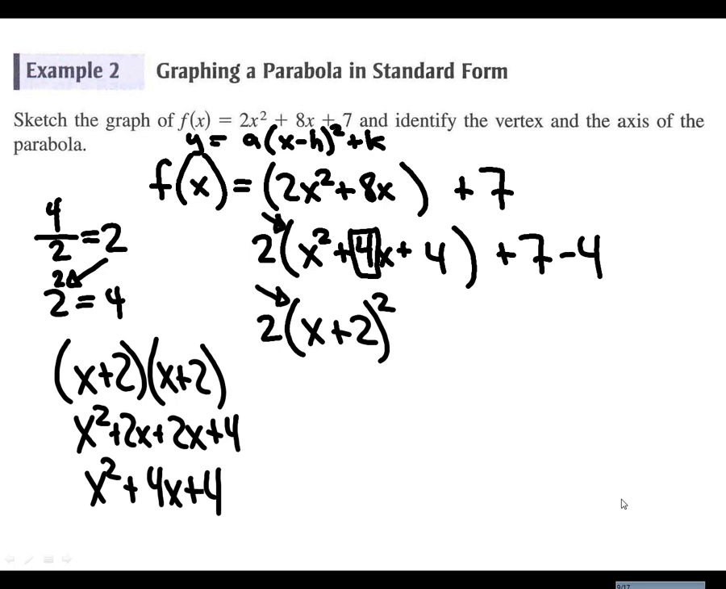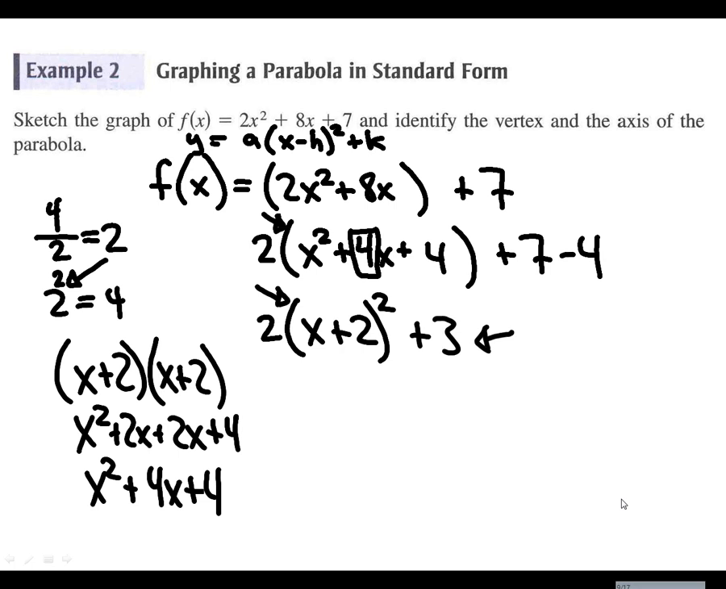And that's what we're shooting for because now we have a, 2, x minus h. We don't have a minus, so this must be a minus a negative. And then on the end, plus 7 minus 4 is plus 3. We now have it in our standard form.